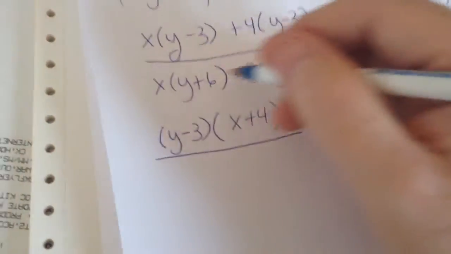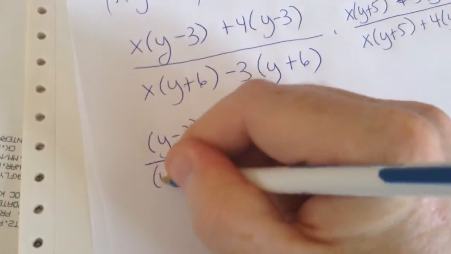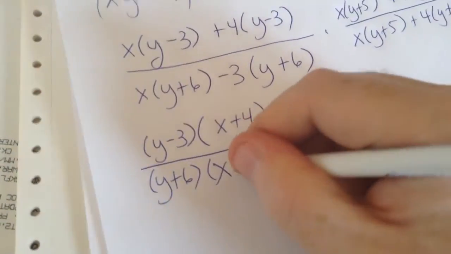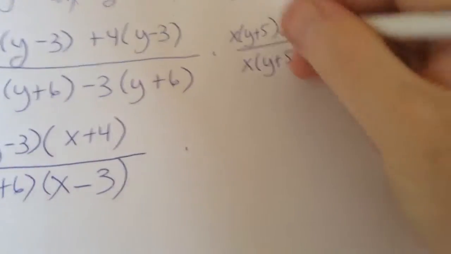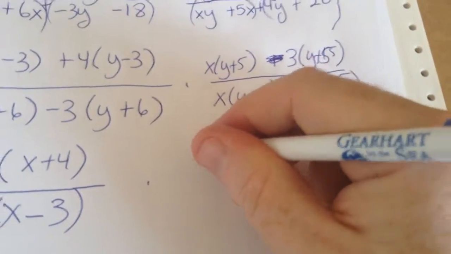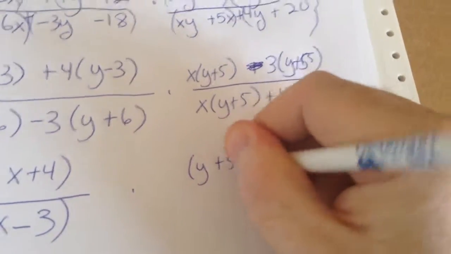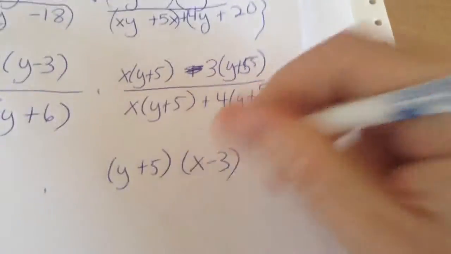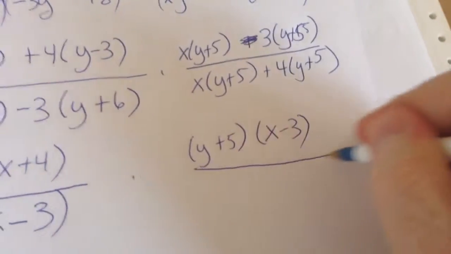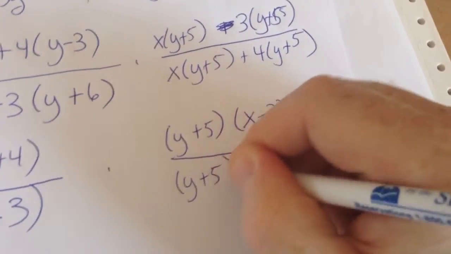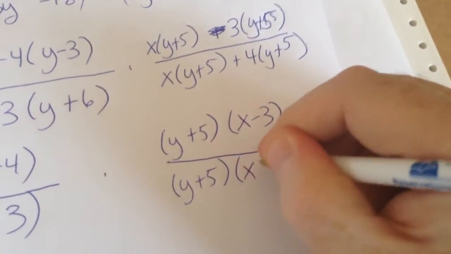Downstairs I've got common binomial factor, y plus 6 times x minus 3. Over here we've got a common binomial factor, y plus 5, so I pull it out and multiply it by x minus 3. Downstairs, in the denominator, I've got this common binomial factor y plus 5, and I pull out x plus 4.